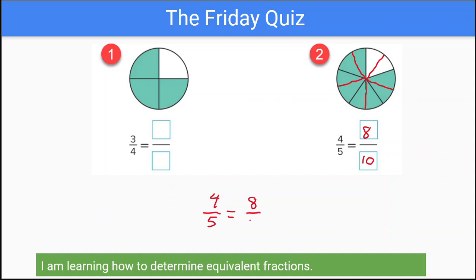Okay, let's see if they're really the same thing. Well, 5 times 2 is 10, okay? And 4 times 2 is 8, so that's good so far. Let's cross multiply just to make sure we're right. 5 times 8 is 40. Is 10 times 4 40? Yes. Okay, so this is 40 and this is 40. We have a match. These are equivalent fractions. Kids, you're learning how to determine equivalent fractions.